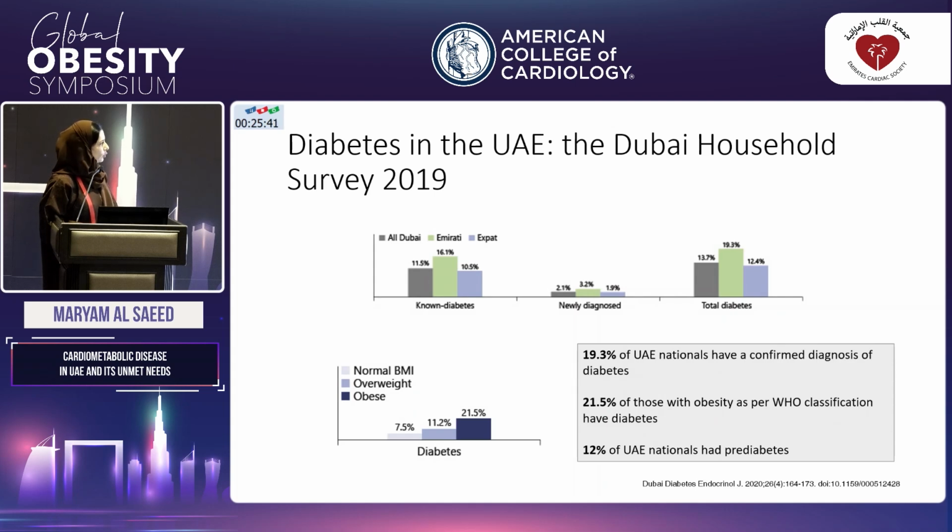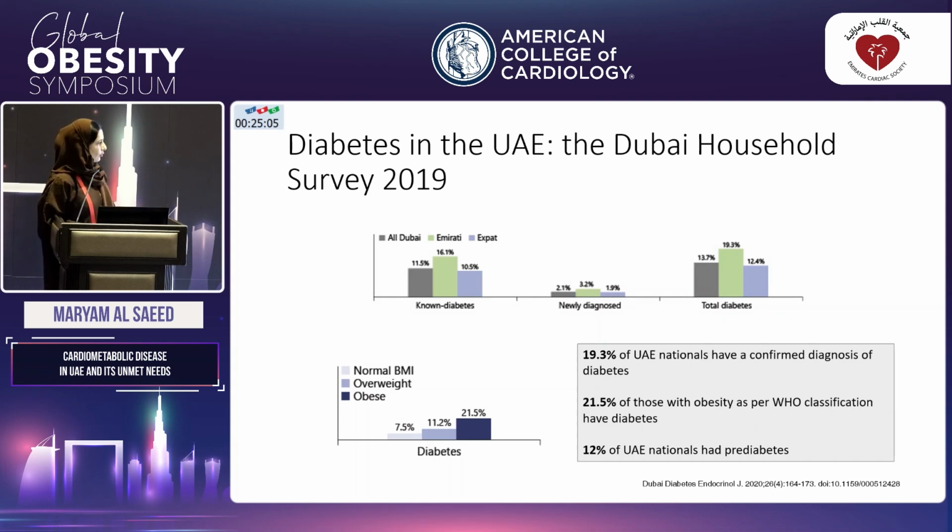And if you look at the total diabetes, some were newly diagnosed, so only during the study they found out that they had diabetes. So if you look at the total, it's 19.3% of Emiratis with type 2 diabetes and 12.4% of expatriates living in Dubai. They found a strong association with weight. Those with obesity were more likely to have diabetes. Again, that makes sense when you look at the way that diabetes and metabolic disease develops in general.